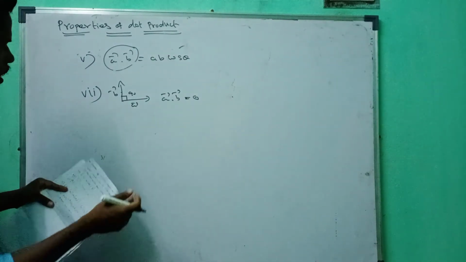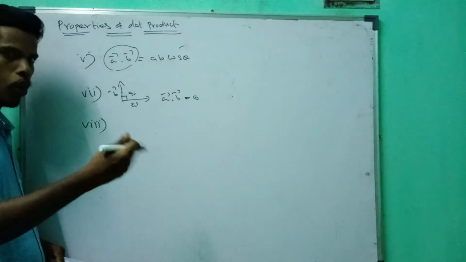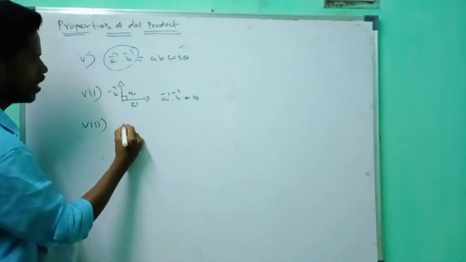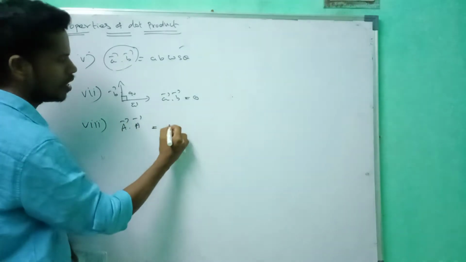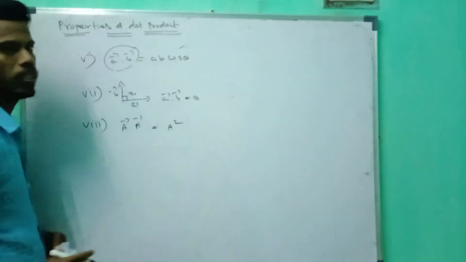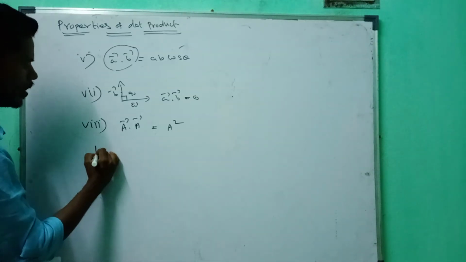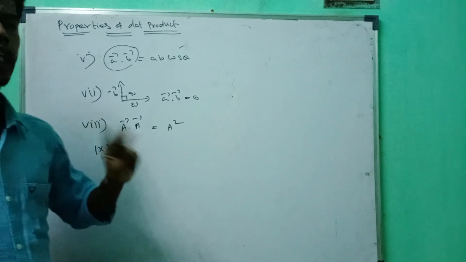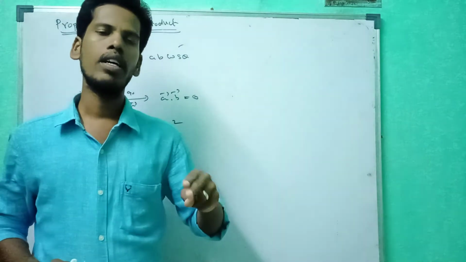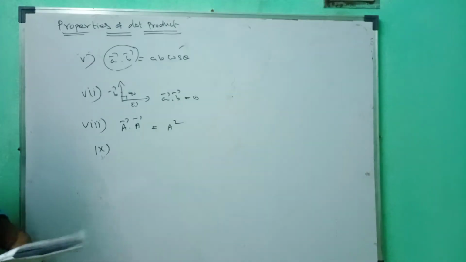Then very important one, which is the eighth point, the dot product of the self vectors. Like this is A vector. Again you take another one, the same A vector. If you take the dot product of the same vector, it becomes A square. You just substitute some values, you can get some idea. If you take the dot product of the self vector, the value will be A square. That's all. You don't worry about that.